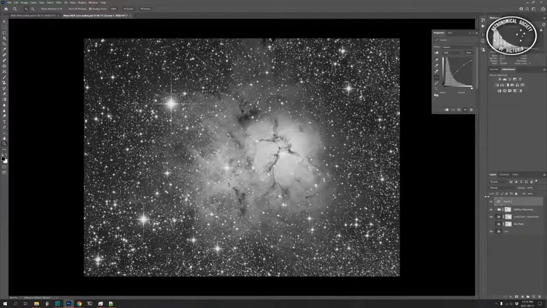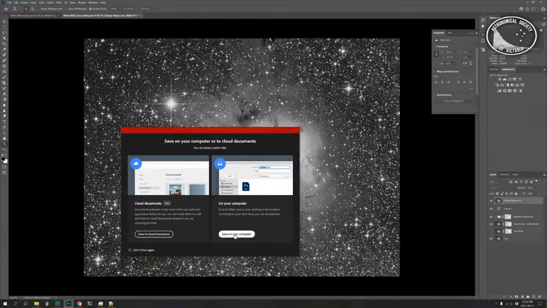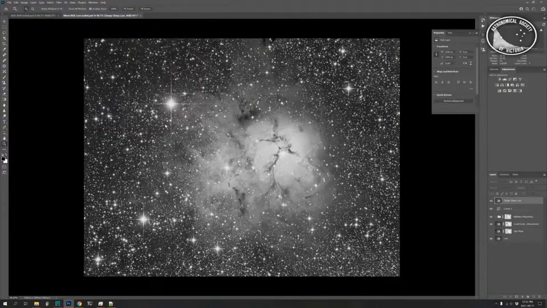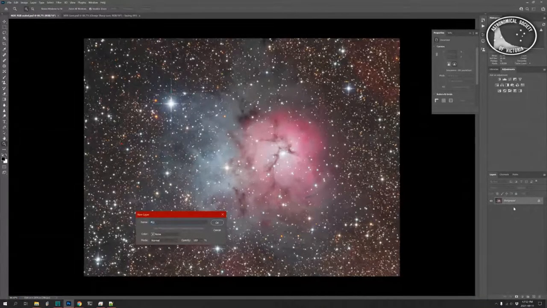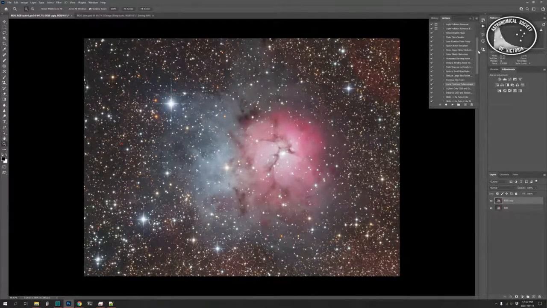And now I'm going to stamp visible, Control Alt Shift N E, and I'm going to call that Clean Sharp Loom. And I'm going to save this as M20 Loom. And really quickly, I'm going to go over to the RGB, name that layer RGB. I'm going to make a copy of it, and I'm going to find a handy dandy action here called increase star color.